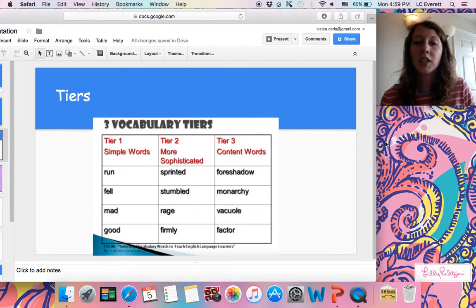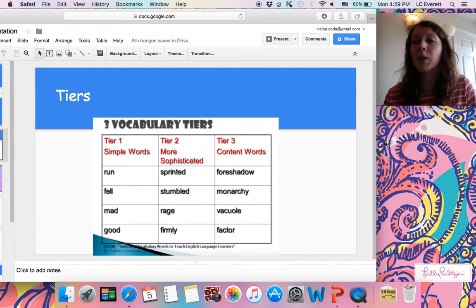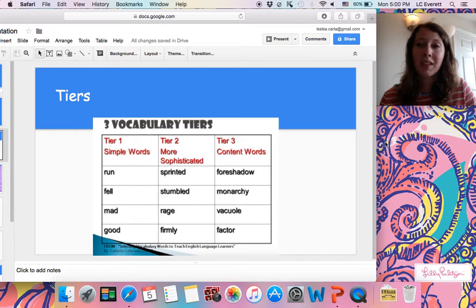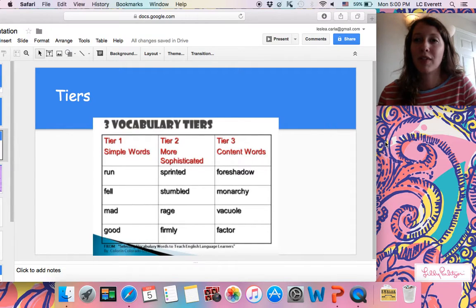And then you move to your tier 3 words, and these are content words, words that are low frequency. They're not used a whole lot in everyday speech, but they're content specific. So maybe a social studies term or a science term, something pertaining to weather, or like a job specific term, things like that. Like, I'm trying to think of one off the top of my head.